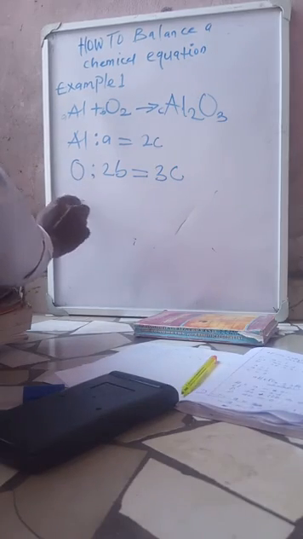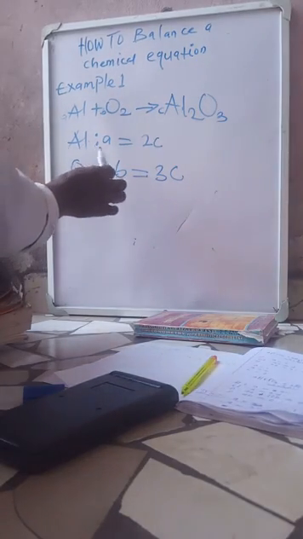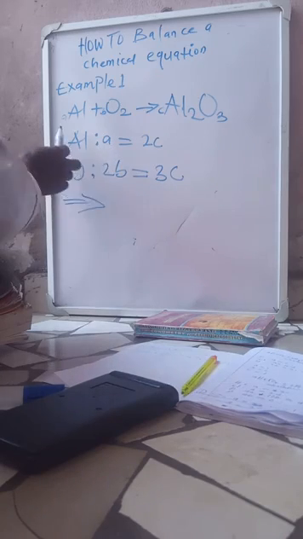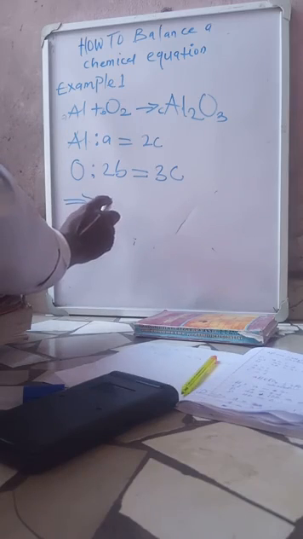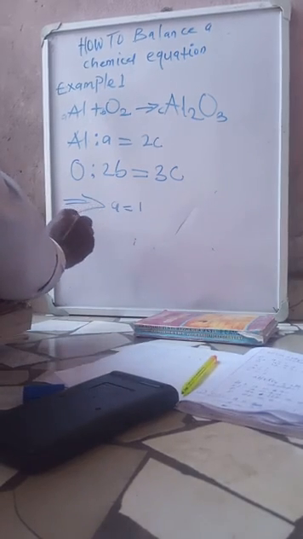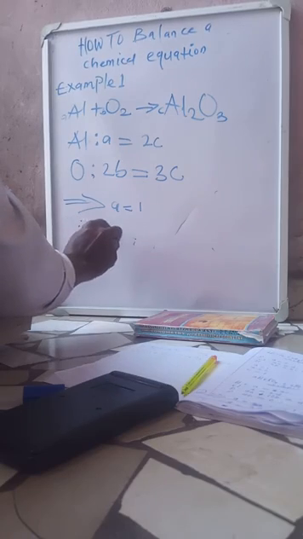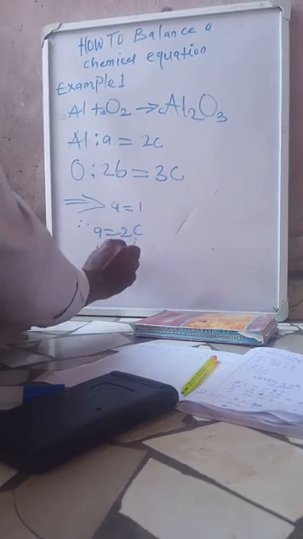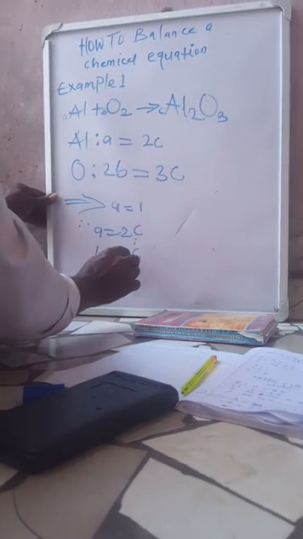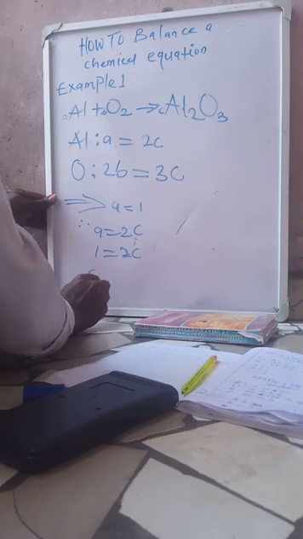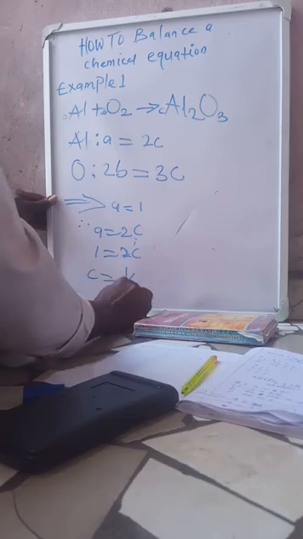So therefore, this implies that our A naturally stands as 1. So therefore, A equal to 2C is equal to 1, 2C, where our C alone is equal to 1 over 2.